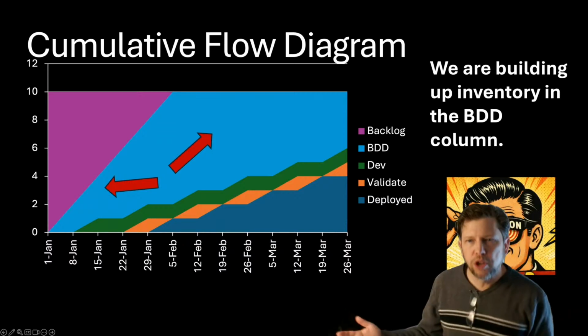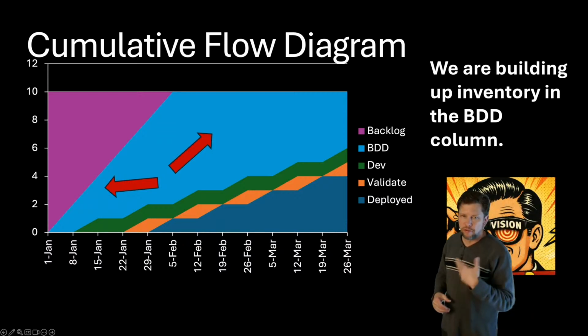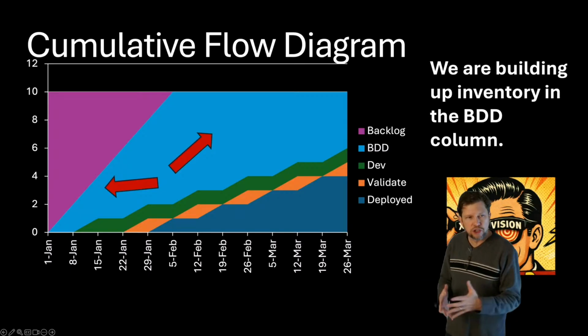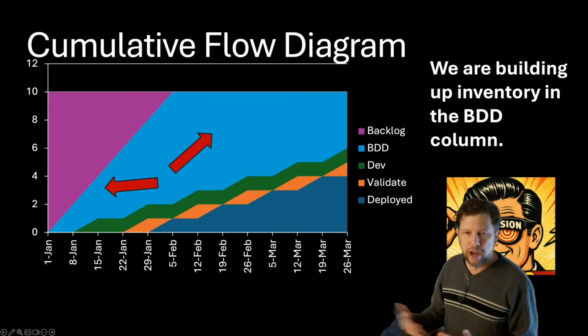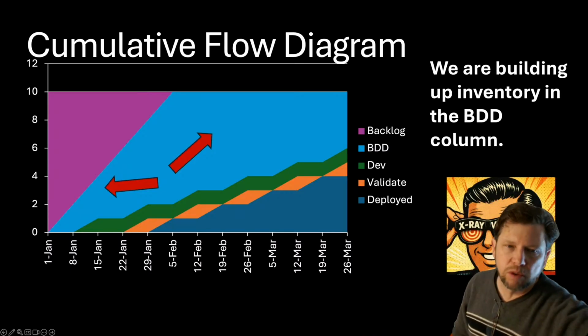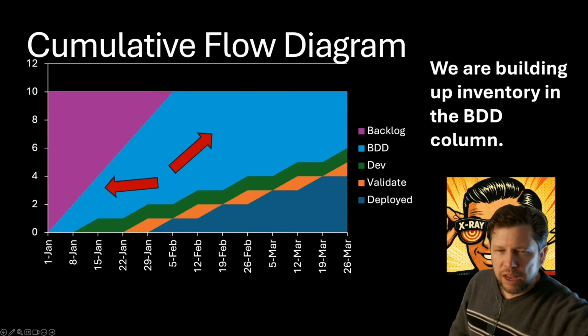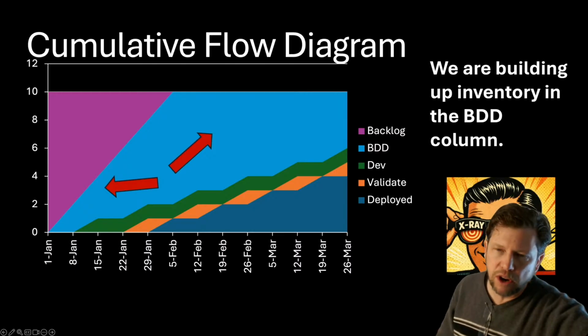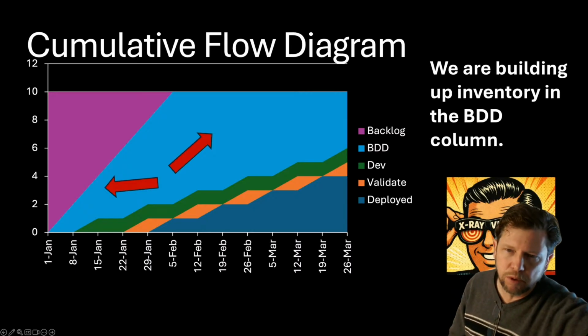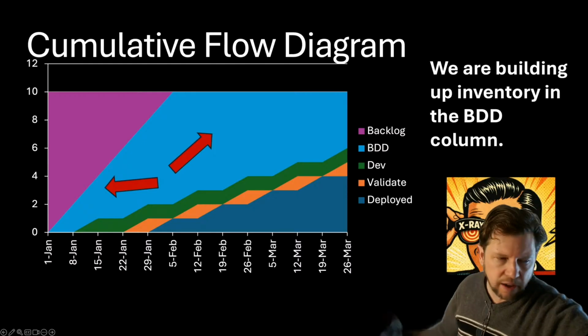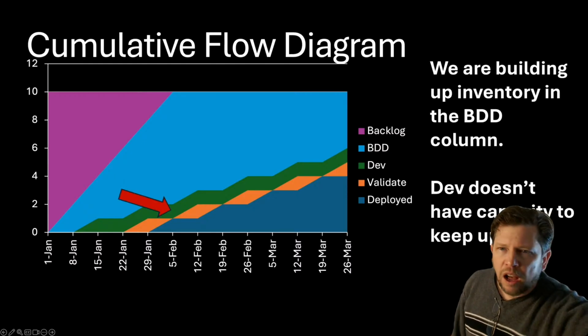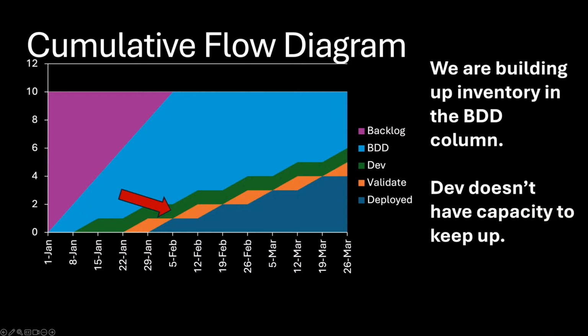Okay, so we're building up inventory in the BDD column because we've reduced our capacity. There's lots of stuff showing up there that's done and waiting for dev, based on what we said was happening. If we're just looking at the chart and we don't know exactly what has changed, we might have to figure out if the BDD work is being completed, or if they're just starting a bunch of things and not finishing them. Dev doesn't have the capacity to keep up. Dev's steadily working through everything, but they're not actually keeping up.